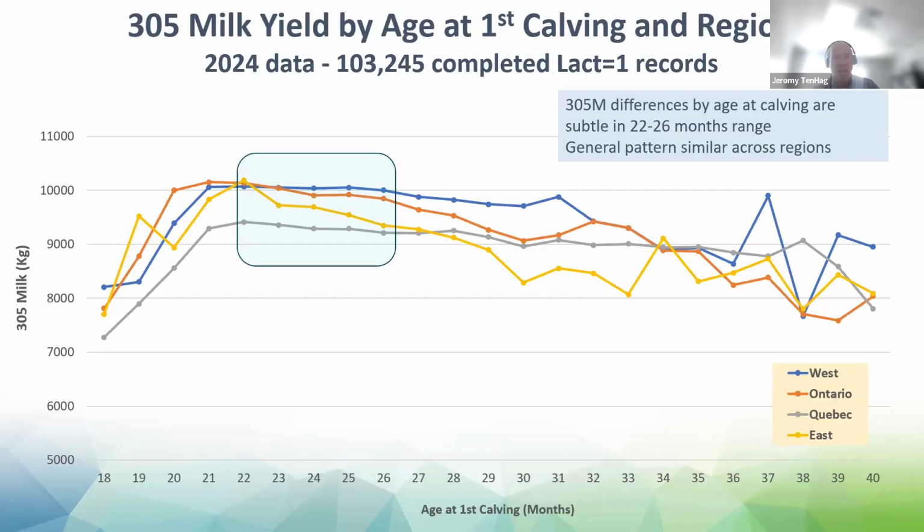There certainly is a bit of a range in terms of 305 milk across regions. I think we've seen that in our benchmark tables before, so that shouldn't be a surprise to us. But again, look at the scale on the y-axis. It's not huge numbers, but it's significant enough in terms of the difference between regions. But the pattern is really the same if we look within region and age at first calving.